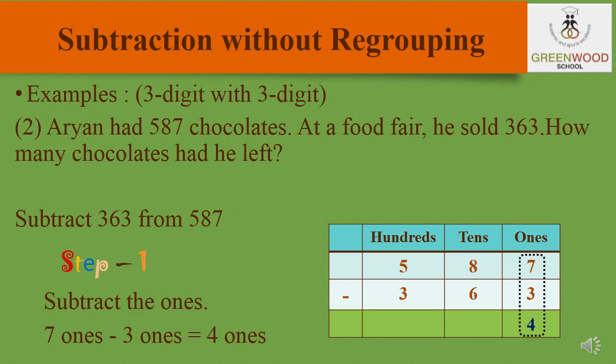Now what is step 1? Subtract the ones, that is 7 minus 3. See, again the bigger number is written before while the smaller number is written down. Take 7 fingers. Now fold 3 fingers from that. So how many fingers are left? Count. 1, 2, 3, 4. So 7 minus 3 is 4.